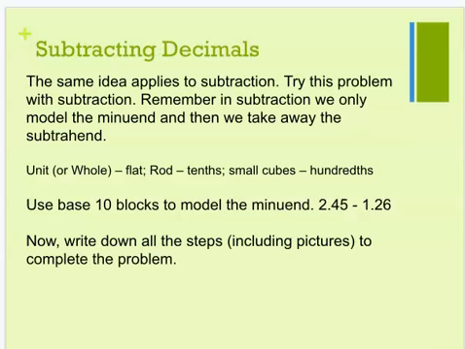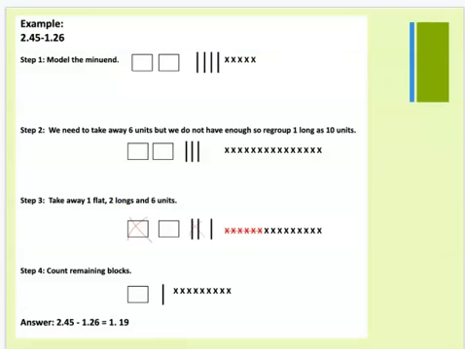How about subtracting decimals? Let's take this problem, 2 and 45 hundredths minus 1 and 26 hundredths. Remember, when you do subtraction, you don't model both of the numbers in the problem. You only model the minuend, or the first number. Let's see an example.